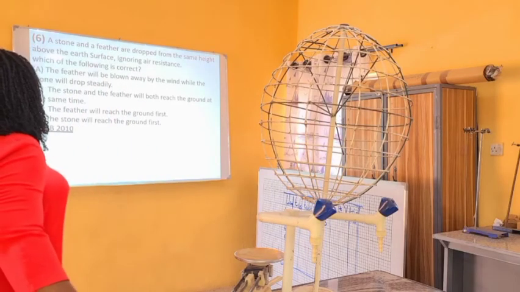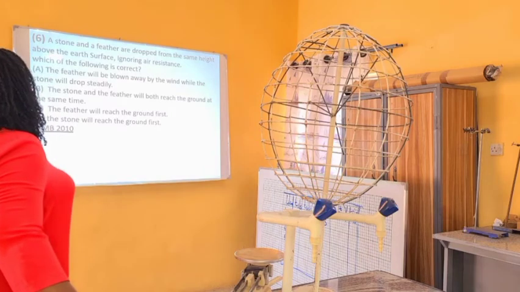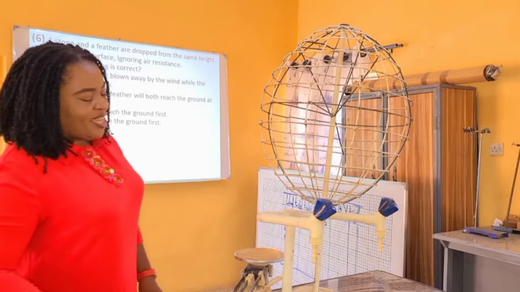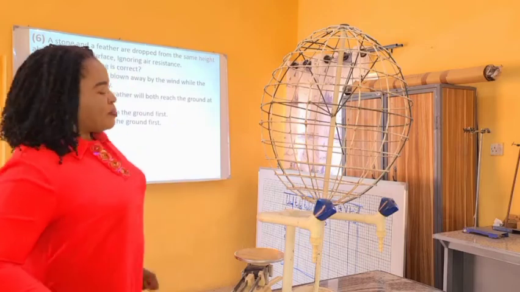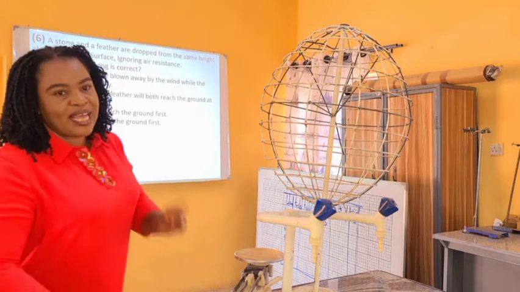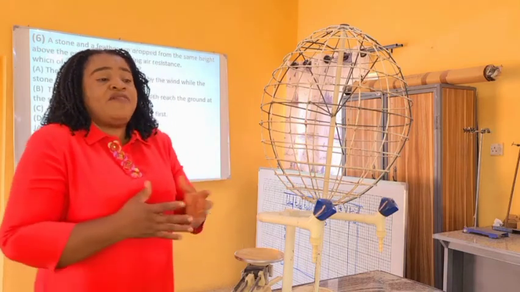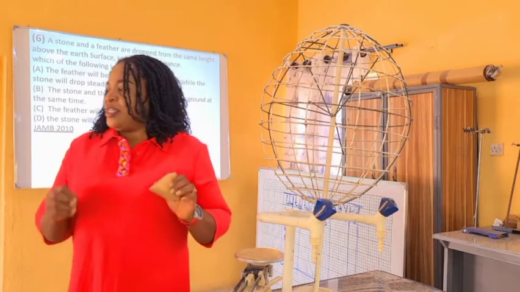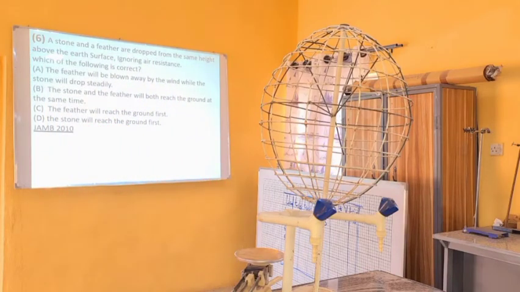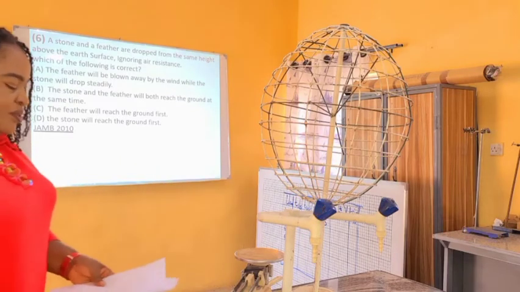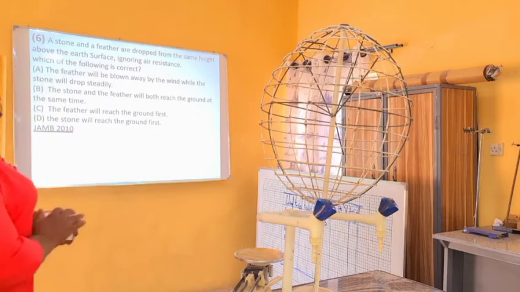Question 6. A stone and a feather are dropped from the same height above the earth's surface, ignoring air resistance. You have to look at the stress there. It said ignoring air resistance. That is, in a vacuum. When you drop the stone and the feather from a height, you will notice that without the air being around it, both will land on the ground at the same time.